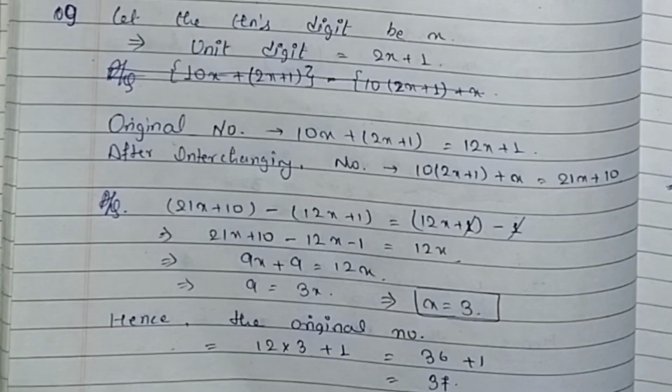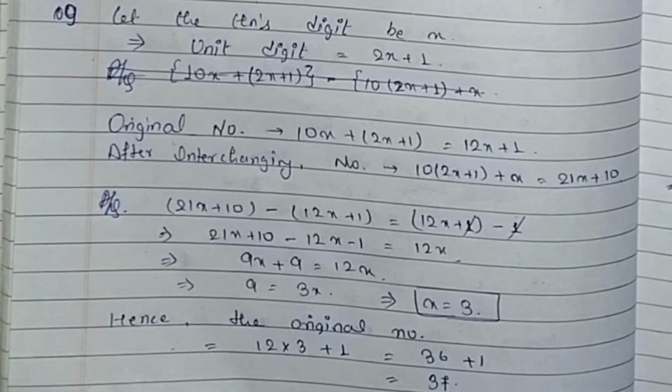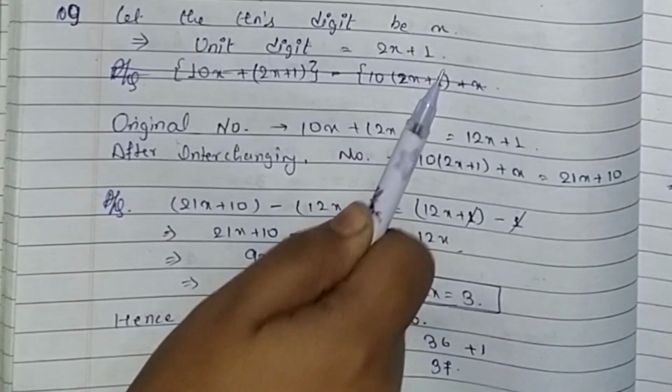Assume the tens digit of that number is x. Now as we have assumed the number on the tens place is x, the condition given for the units place is that the units place number is more than twice the digit in the tens place by 1. That means 2 times the digit on the tens place, and more means addition of 1 is also there. So our unit digit will become 2x plus 1.